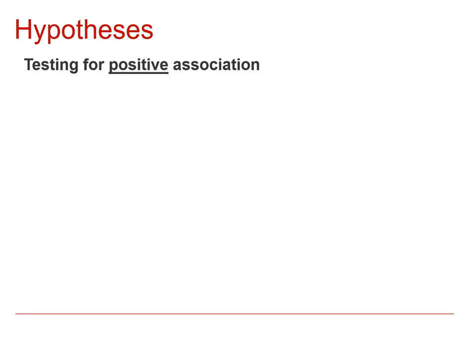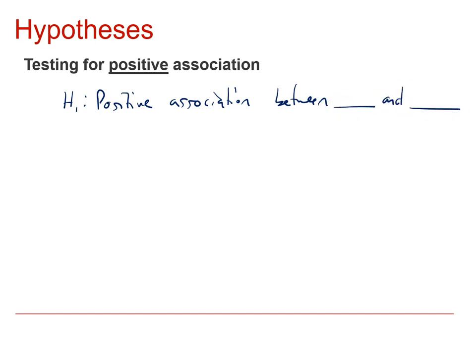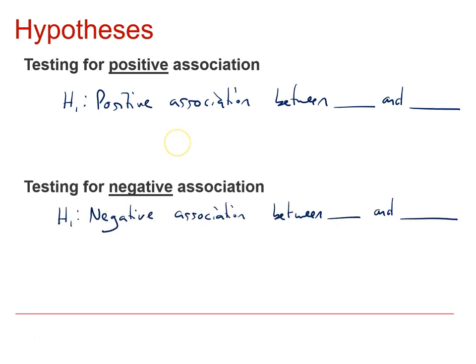If you're testing for positive or negative association, that is a one-tailed test. And for positive association, your alternative hypothesis will look like this. Positive association between your first variable and your second variable. And naturally, for negative association, H1 will be negative association between your first variable and your second variable.